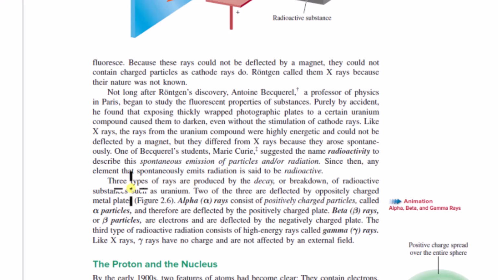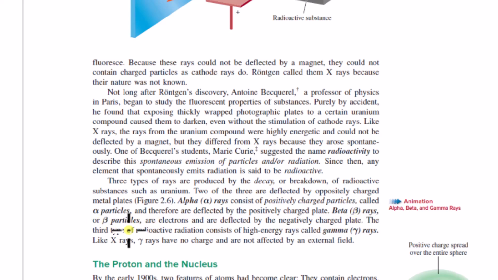All right, but today we know that in reality, there are three types of rays produced by what's called the decay or breakdown of these radioactive substances, such as uranium. It's the nucleus breaking down. That's why it's so high energy. It's not the electrons, it's the nucleus. Okay, two of the three are deflected by oppositely charged metal plates. So alpha rays, we know it's a clump of 2 protons and 2 neutrons. So it's positively charged, still extremely high energy. So these are not radiation, these are alpha particles.